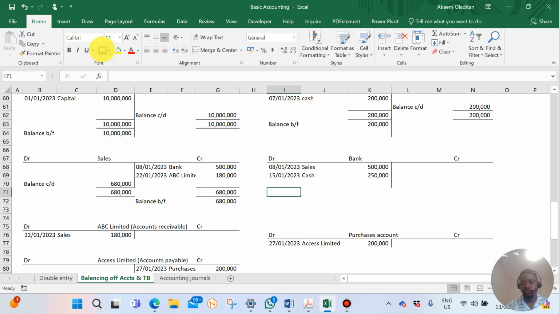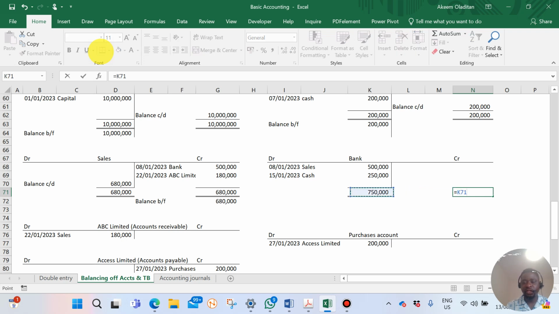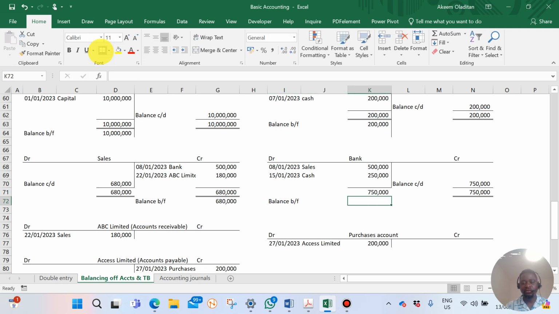We do the same thing for the bank account. Auto sum this. A bank account is this. Same thing, don't forget what I told you. Then we have the same figure here. Our balance carried down will be here, because that side is the lower of the sides. The same value. Our balance brought forward will be here, the same value, 750,000.